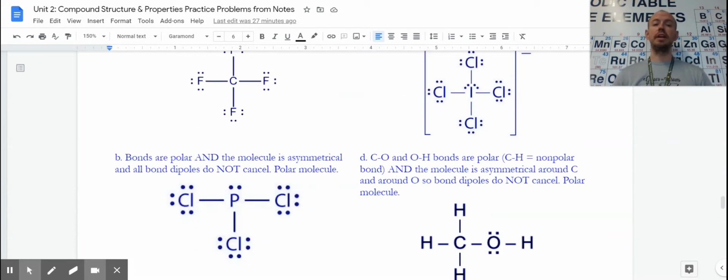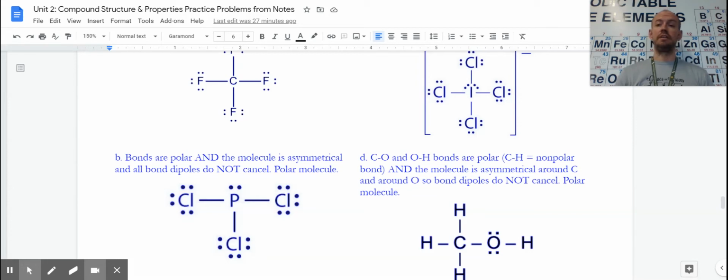With BCl3, we also have polar bonds. Chlorine pulls the electrons more strongly than the phosphorus, so the dipoles are pointing out. Because we have a lone pair on top, it changes the shape of the molecule. The lone pair is not the polarity. The lone pair changes the shape, which causes the dipoles to not cancel.